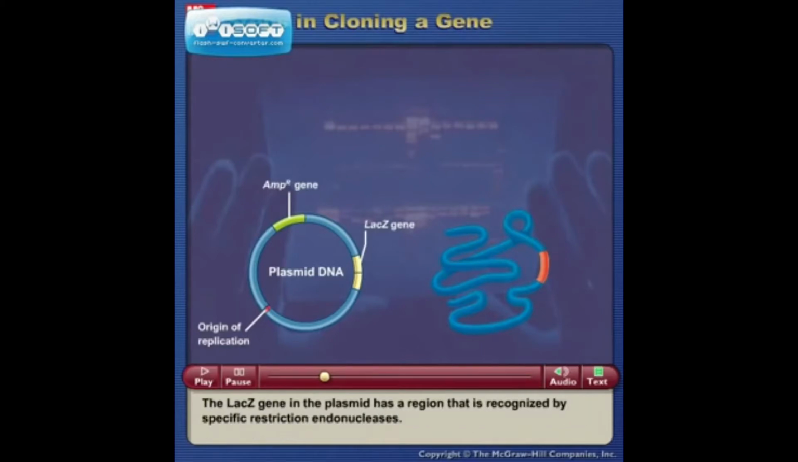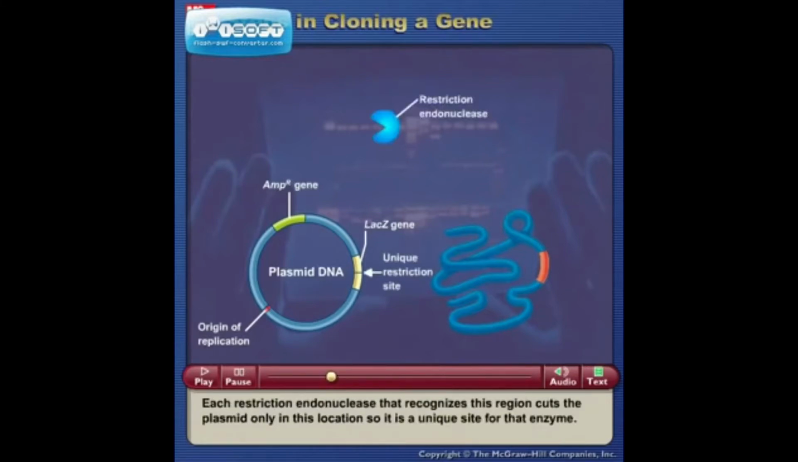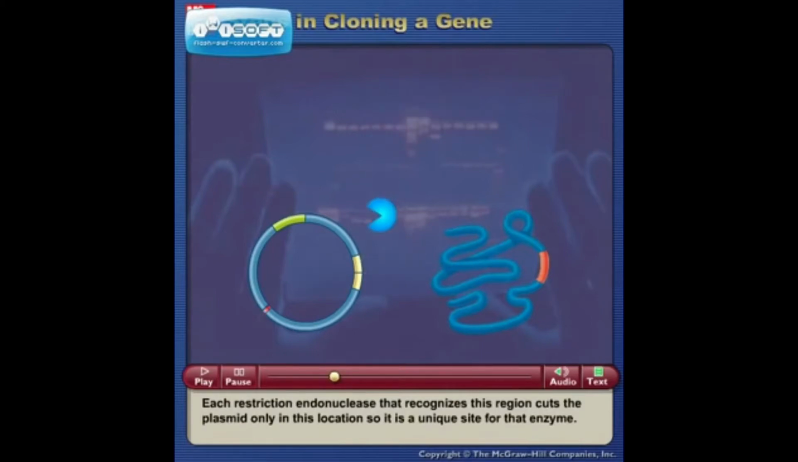The LacZ gene in the plasmid has a region that is recognized by specific restriction endonucleases. Each restriction endonuclease that recognizes this region cuts the plasmid only in this location, so it is a unique site for that enzyme. Most restriction enzymes cut the 2 DNA strands in different places and thus produce regions of unpaired sequence called overhangs or sticky ends.